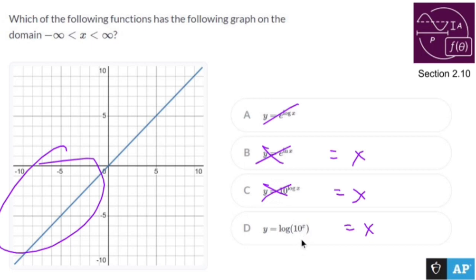Nope. If you plug in negative a million, you would just get 10 to the negative 1 million, which is 1 over 10 to the 1 millionth. That's a really small decimal, boys and girls. The answer is D. Very strange problem.